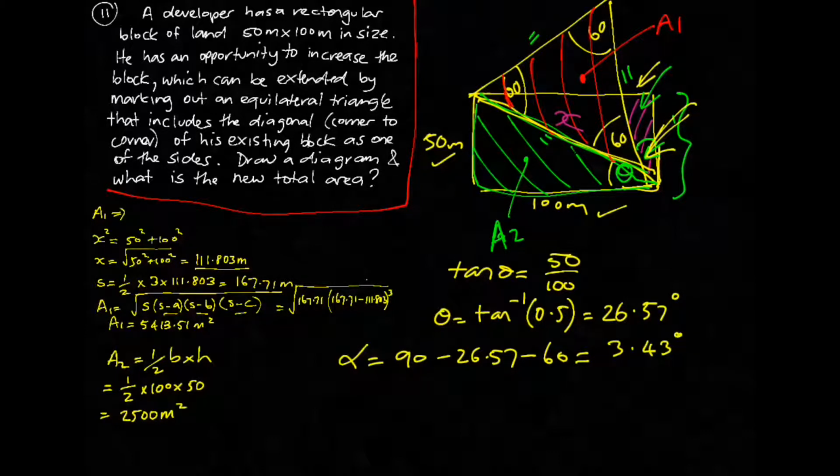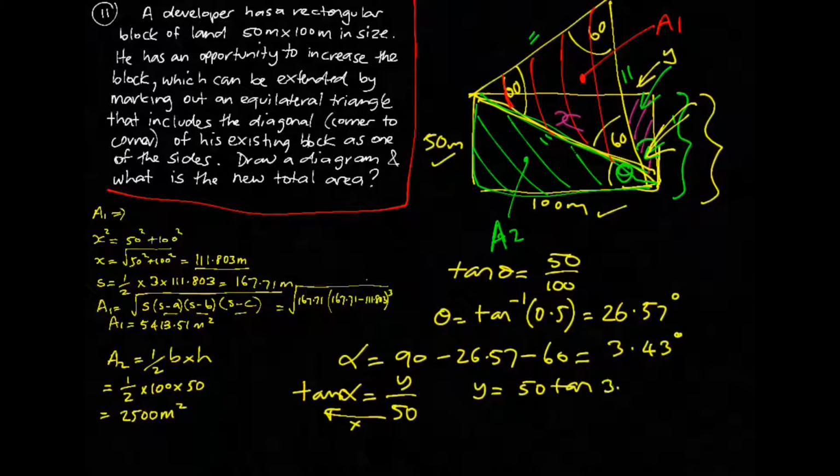So we'll call this y. So tan alpha is equal to opposite on adjacent, which is y on this value here, which is 50. Bring that over to multiply to get y on its own. Y is equal to 50 tan alpha, which is 3.43, equals 2.997 meters.